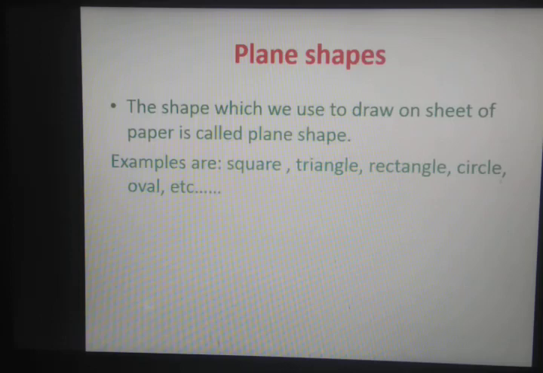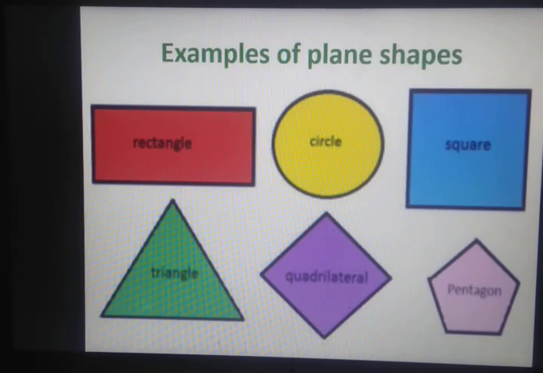The shape which we use to draw on a sheet of paper is called a plane shape. Examples are square, triangle, rectangle, circle, oval, etc. Let's see some more examples of plane shapes. Rectangle: we know that opposite sides are equal.